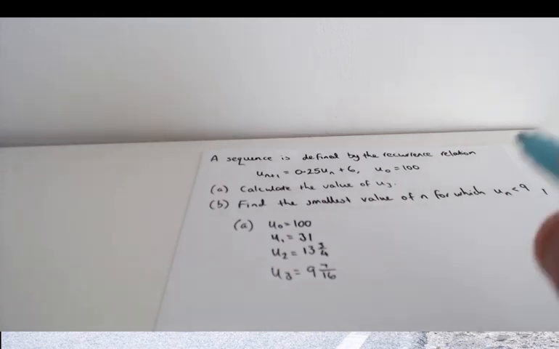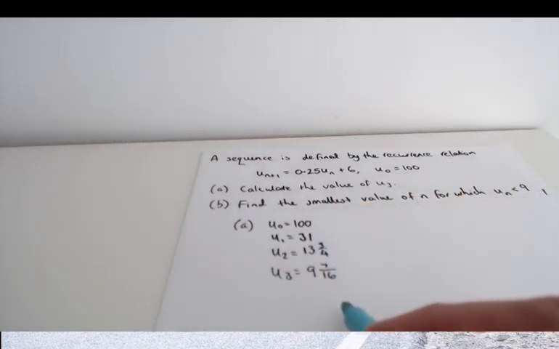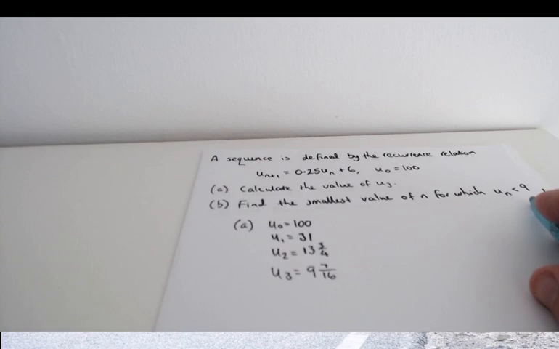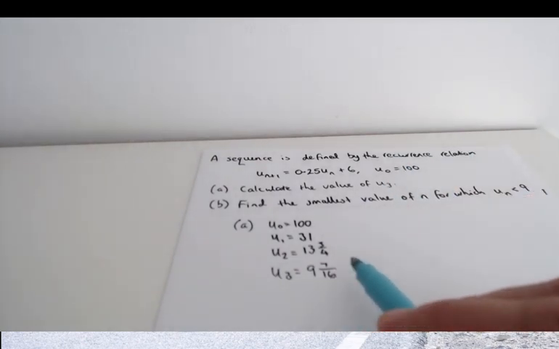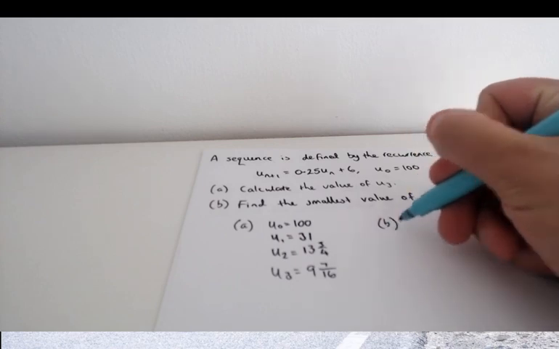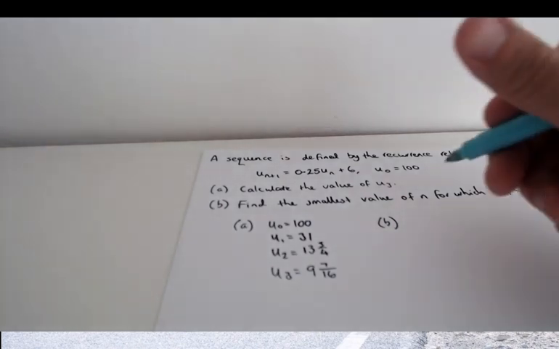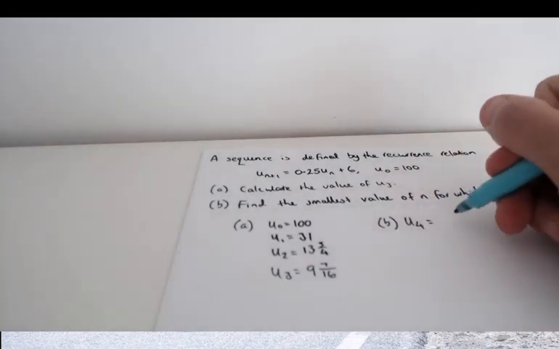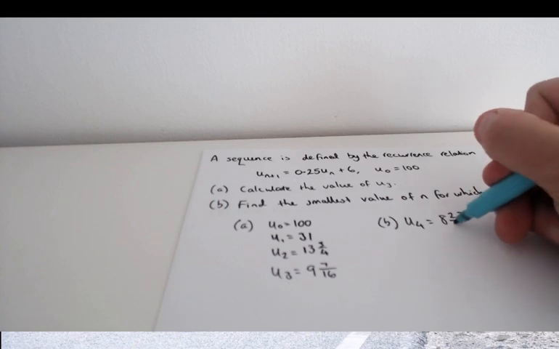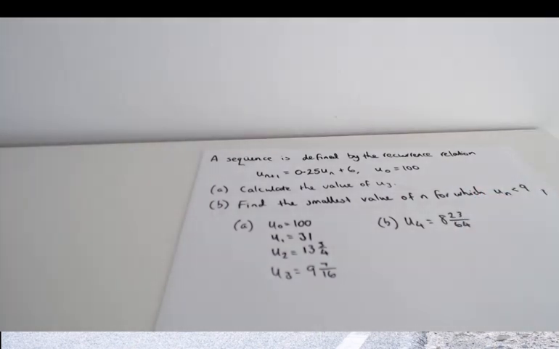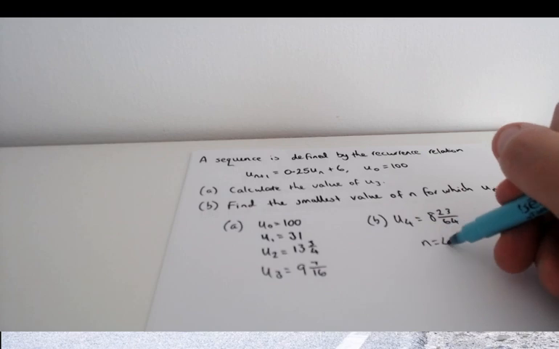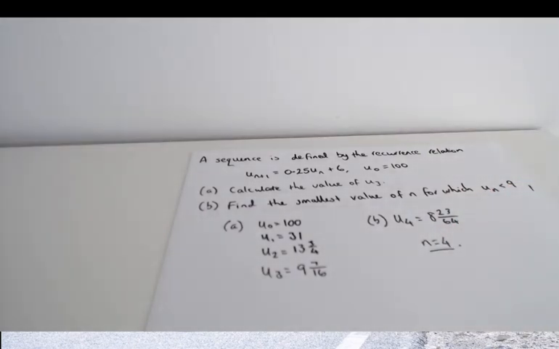Now part B, find the smallest value of n for which Un is less than 9. So this is asking us to keep the recurrence relation going until you get an answer smaller than 9. We're almost there. We're at 9 7/16. So I'm going to hit equals again on my calculator and see what the next answer is going to be. If I do that, U4 gives me an answer of 8 23/64. Okay, so the smallest value of n for which the recurrence relation is less than 9 is going to be 4. 4 is the first answer that takes us under 9.